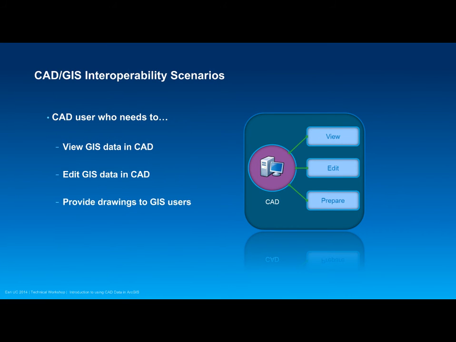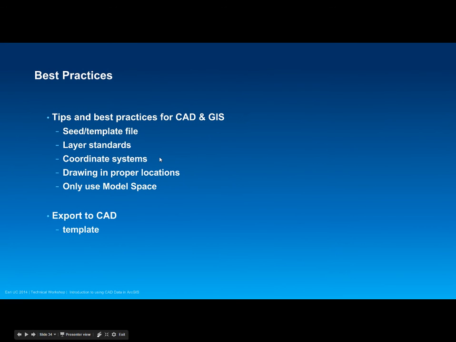So some more interoperability scenarios between CAD and GIS. Again, you either want to view GIS data in CAD, which there's direct read, you can do that. If you want to edit the GIS data in CAD, you need a plugin, or if you want to provide drawings to GIS users, you can export to CAD data. So some best practices.